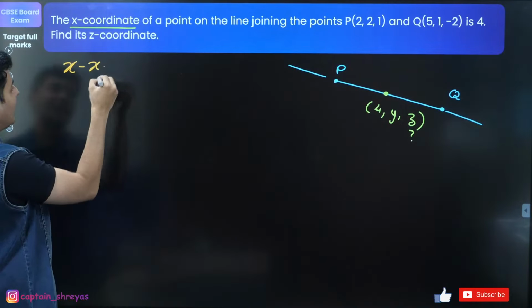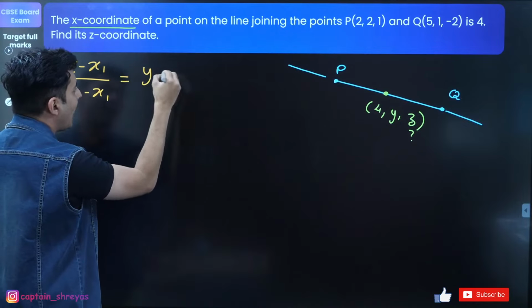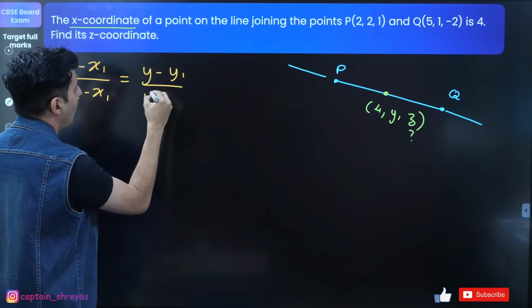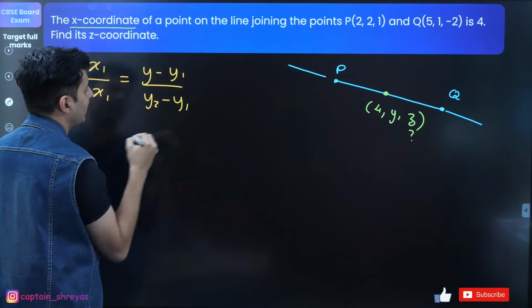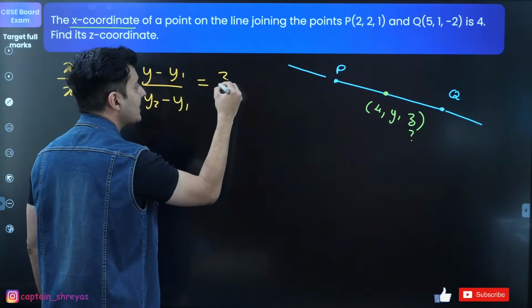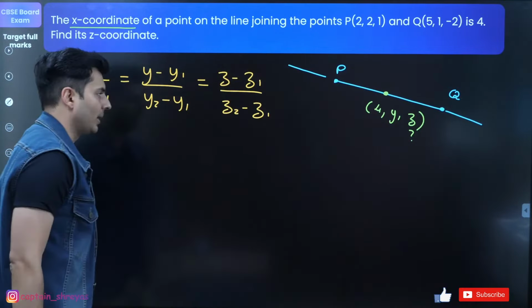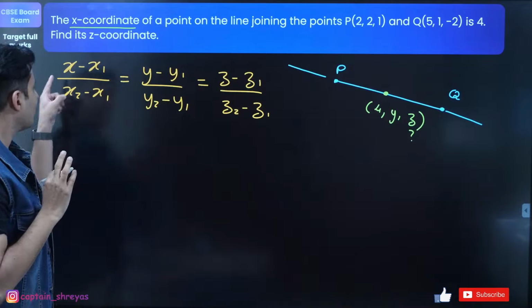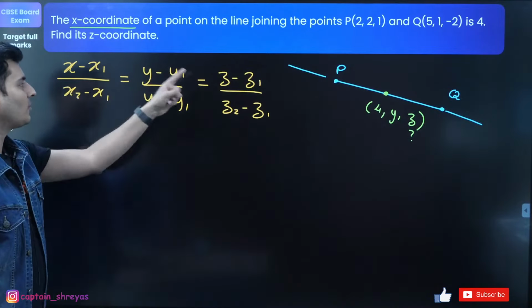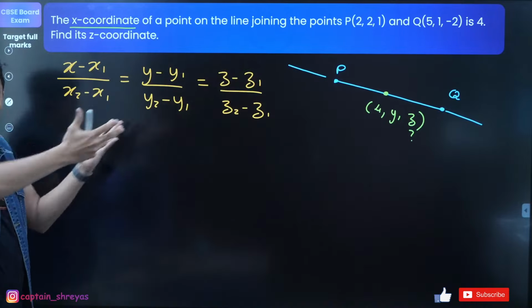(x minus x1) upon (x2 minus x1) will be (y minus y1) upon (y2 minus y1). Right? This is for 2D. In case of 3D, I can use (z minus z1) upon (z2 minus z1). This makes sense. So if I take any random point (x, y, z), then this slope will be the same, guys. So that's why I can use this.